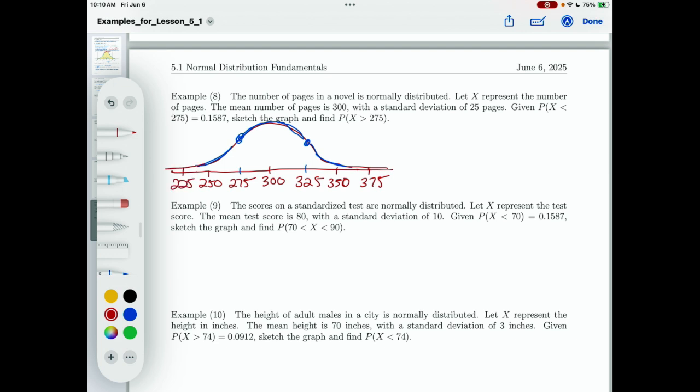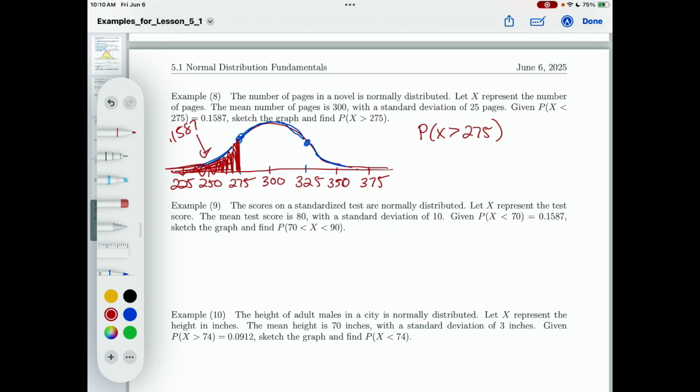So here's the sketch of my normal curve. We have that the probability that x is less than 275, that's this area right here. That probability is 0.1587. We need to find the probability that x is greater than 275 because we know that this area to the left of 275 is 0.1587.